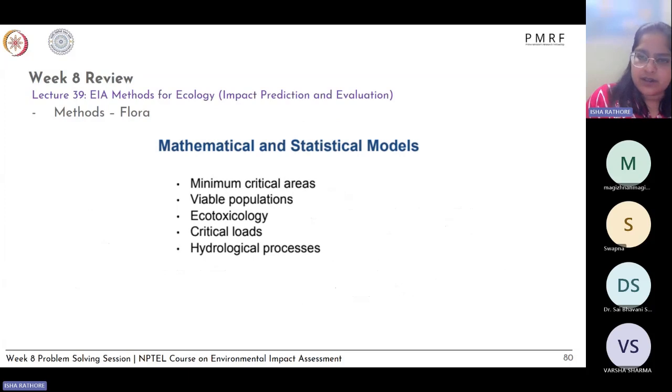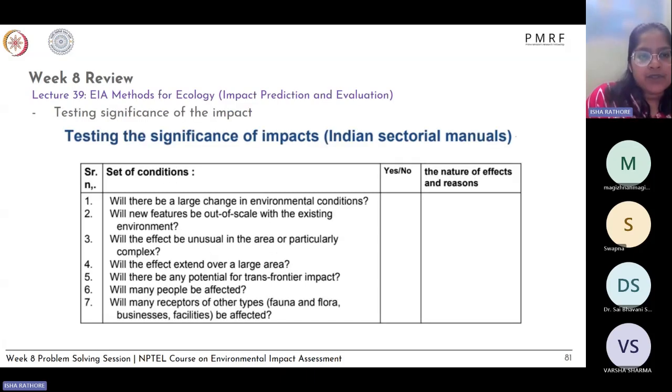Then we also have certain mathematical and statistical models which we looked up at, which were minimal critical areas, viable populations, ecotoxicology, critical loads, and hydrological processes. And for testing the significance of impacts on ecology, specifically for the Indian sectoral manuals.